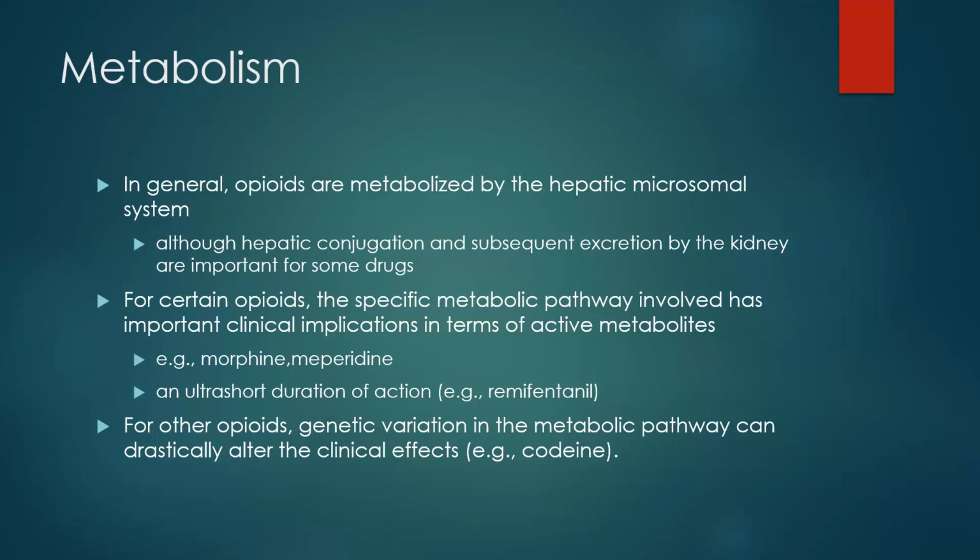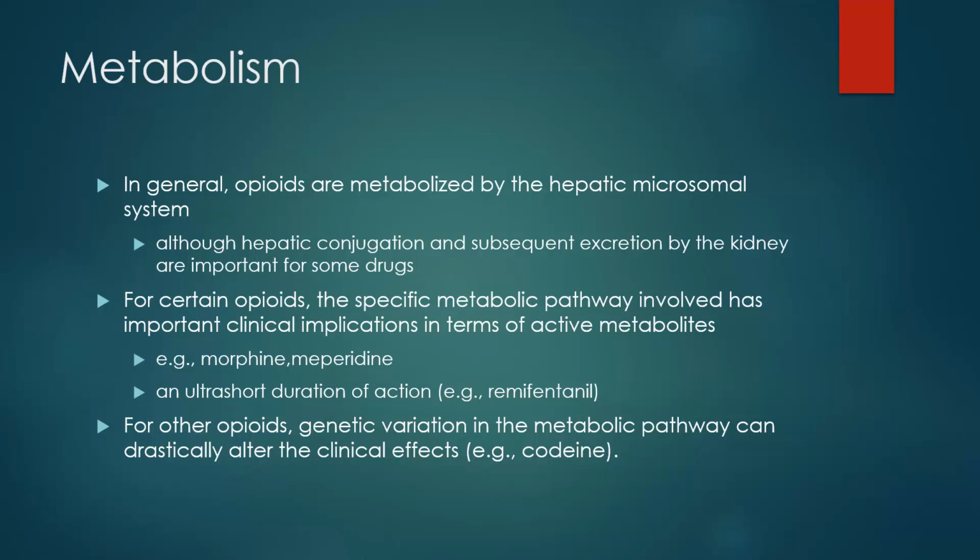Now, for some opioids, the specific metabolic pathway involved has very important clinical implications in terms of active metabolites, like morphine and meperidine. They both have active metabolites that are excreted by the kidney, so renal failure can become very important. Another example is the ultra short duration of action of remifentanil because of its unique metabolism.